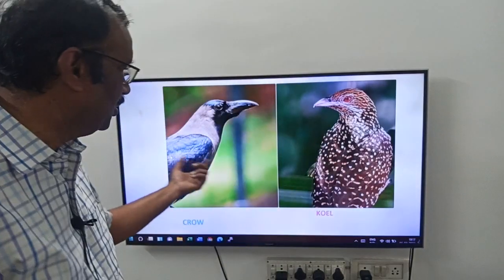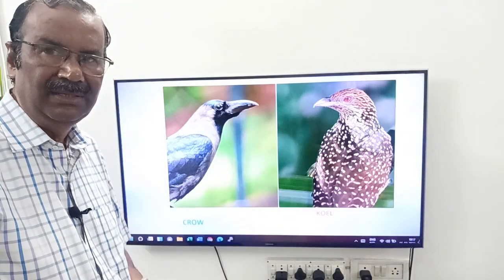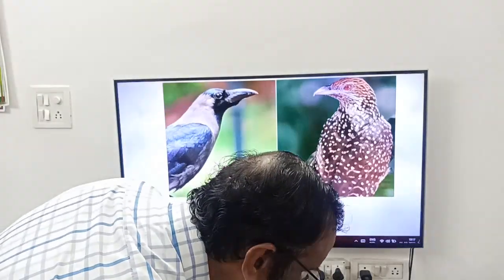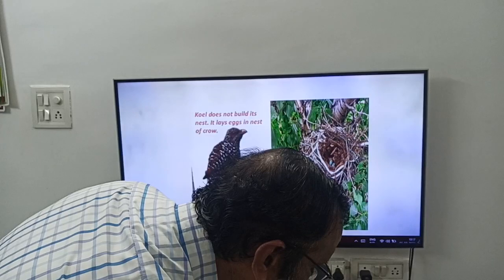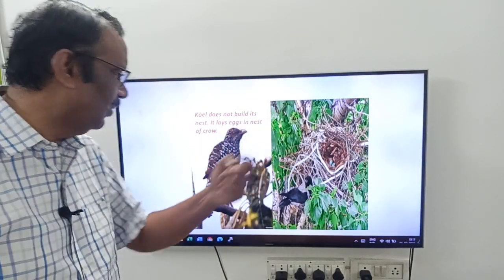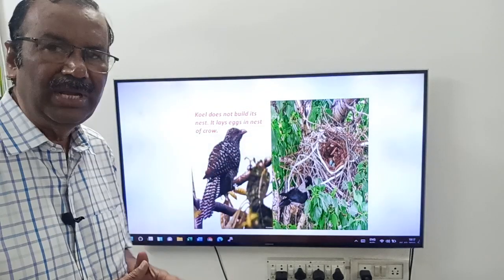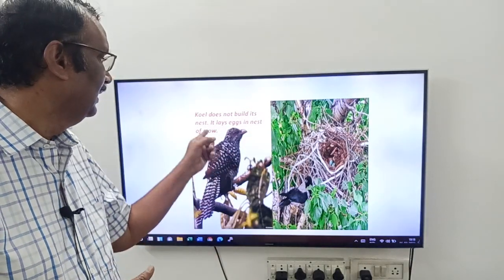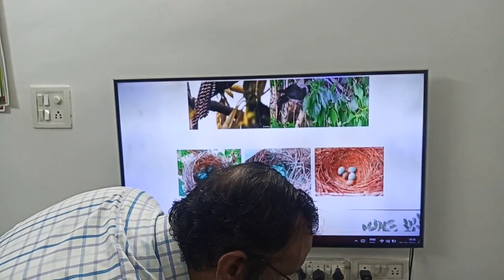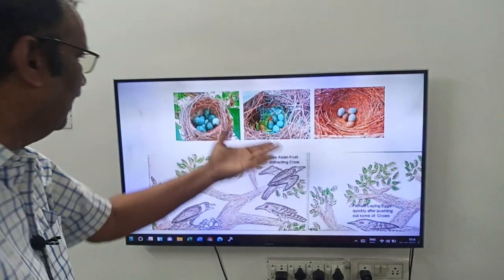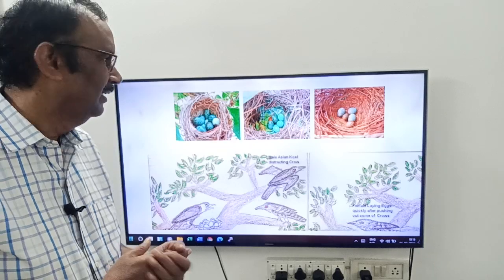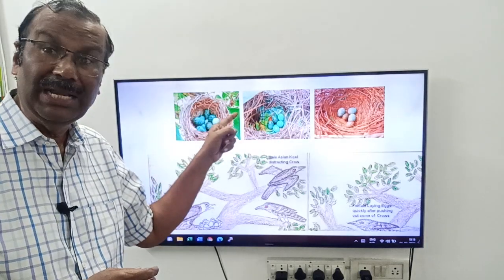See, friends, this is crow and quail. See, appearance is the same, friends, but color is different. Now see one more image, friends. See, friends, quail does not build its nest. It lays eggs in the nest of crow. See, friends, one more image. See, can we identify the eggs of crow and quail? All are similar in shape and size and color. So these are the eggs of quail and crow, friends.